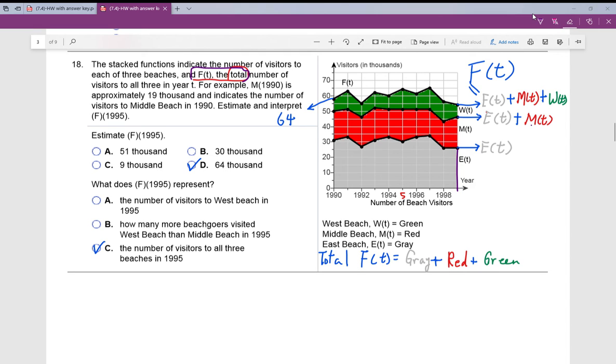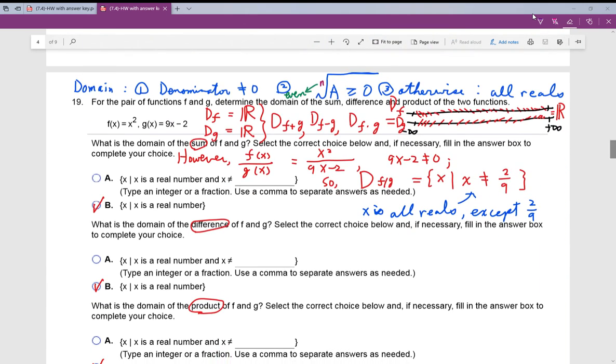So when it is 1990, the f value is 64 here. Okay, 64,000. For this question, I think my work shows it in detail, and I also show you that the total function f is all three together. I think then you're supposed to understand. If you still have questions, you may ask during class time. Number 19, start from number 19.